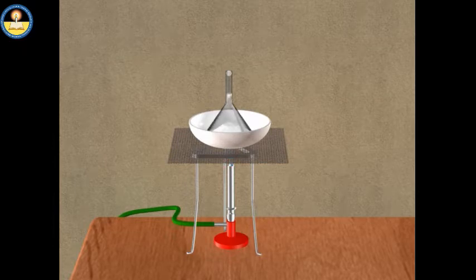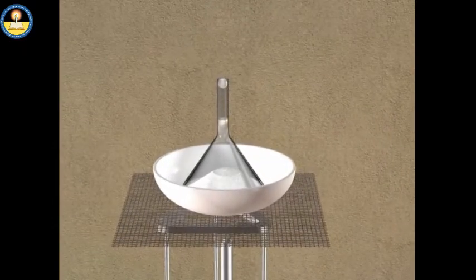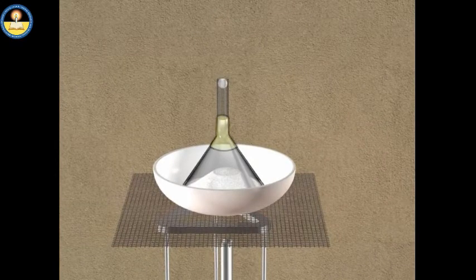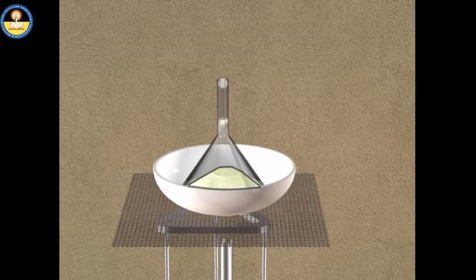Ammonium chloride vapor, on coming in contact with cooler walls of the funnel, solidifies and deposits there. Ammonium chloride can be later scraped off. Salt remains in the china dish.